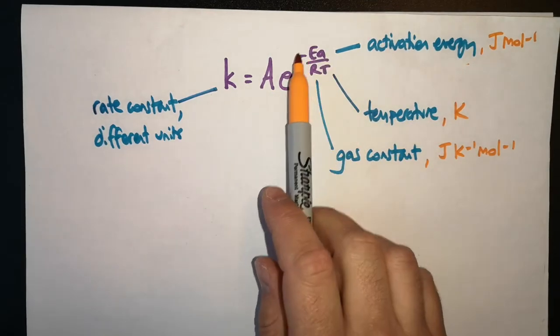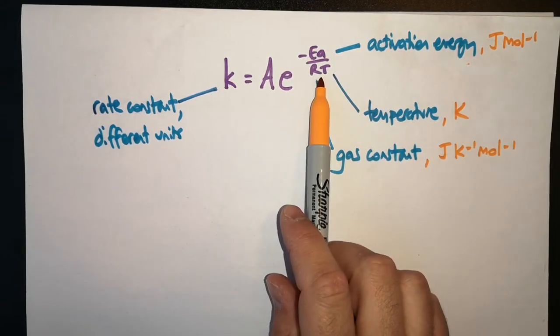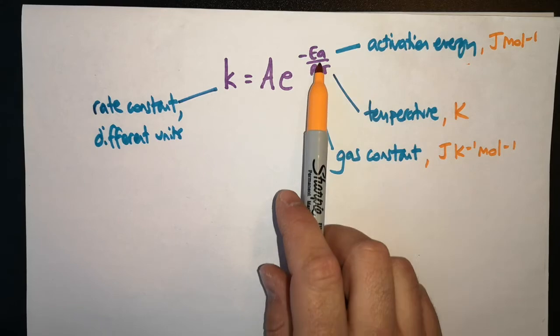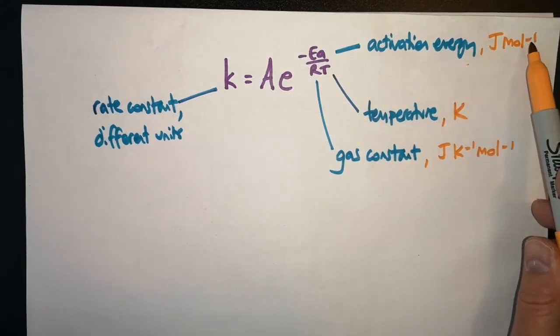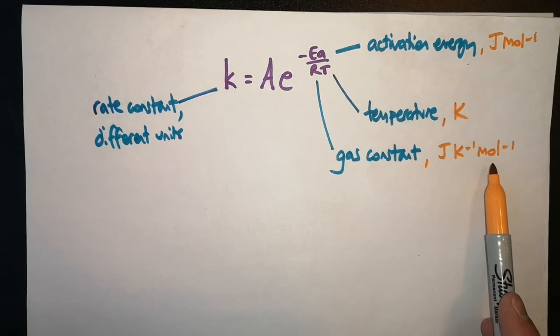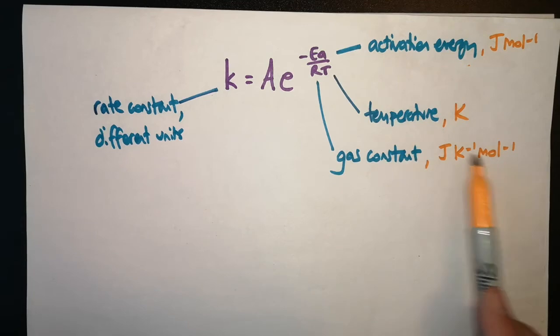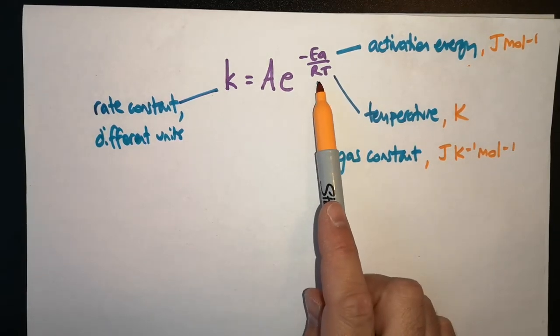Now what you should see here is that this entire term, the minus Ea over RT, has no unit. Because on the top I have joules per mole, on the bottom I have joules per mole, so they cancel out. And on the bottom I also have Kelvin and Kelvin to the minus 1. So all the units cancel out to leave this unitless.